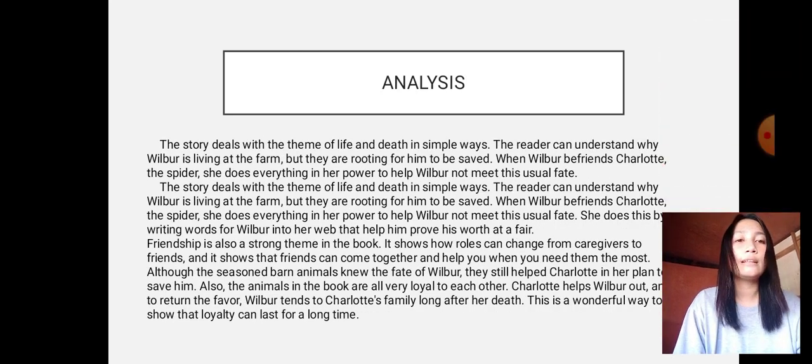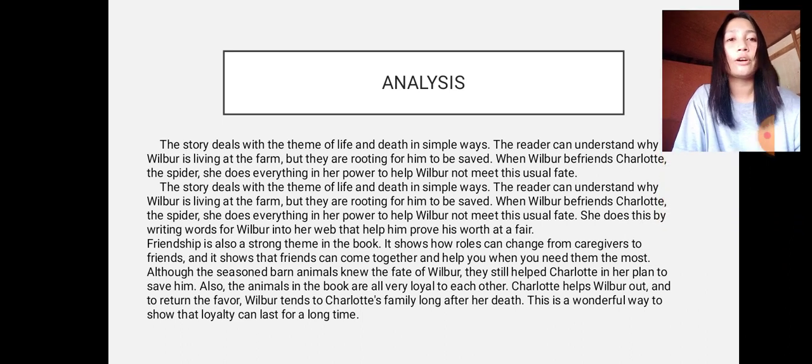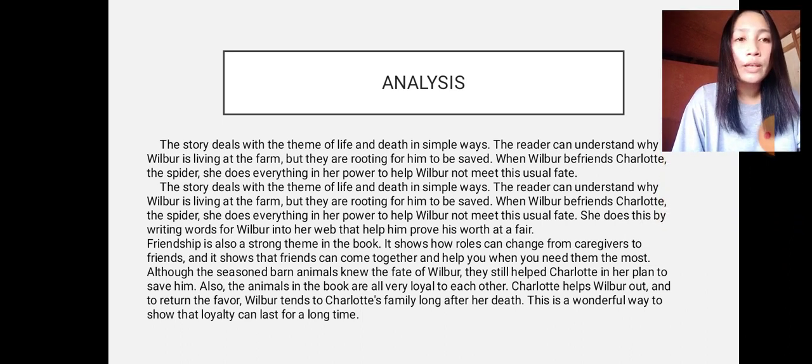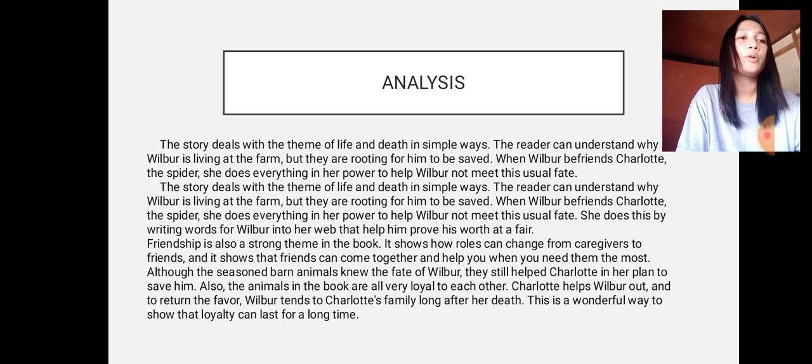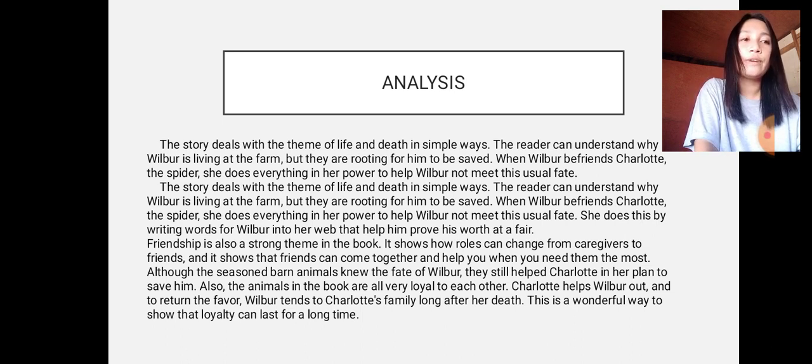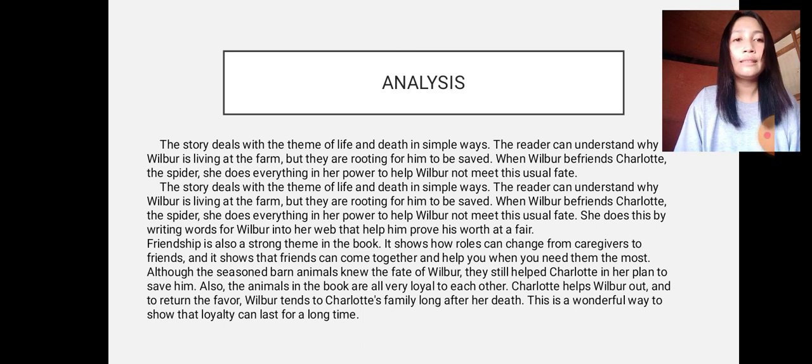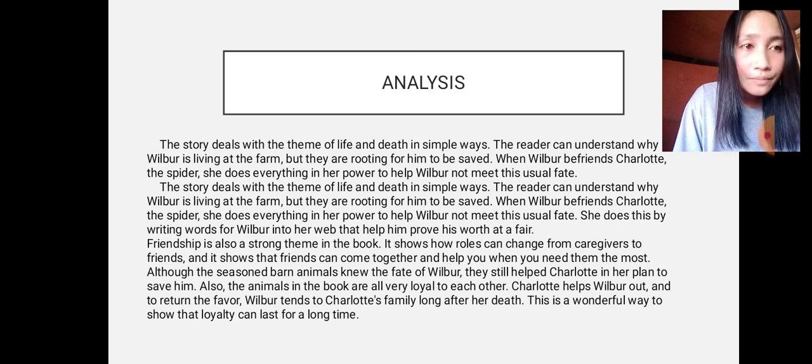So this is the analysis of the story. The story deals with a theme of life and death in simple ways. The reader can understand why Wilbur is living at the farm, but they are rooting for him to be saved. When Wilbur befriends Charlotte, the spider, she does everything in her power to help Wilbur not meet this usual fate. The story deals with the theme of life.